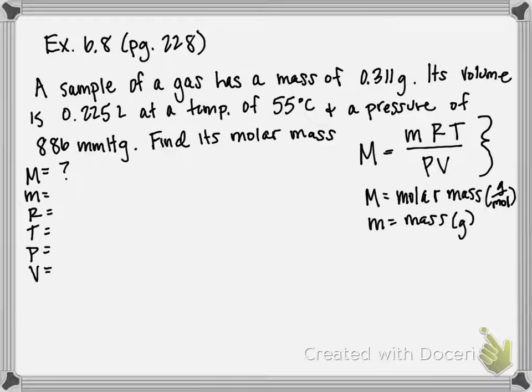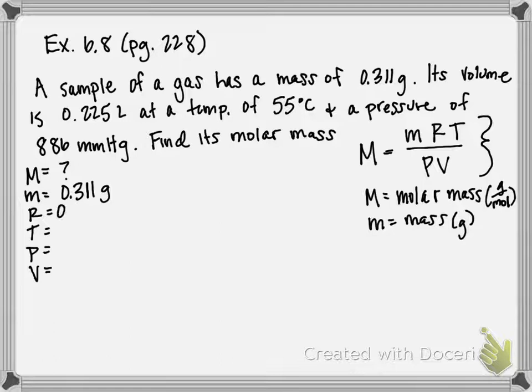So the problem here states that a sample of gas has a mass of 0.311 grams. Its volume is 0.225 liters at a temperature of 55 degrees Celsius and a pressure of 886 millimeters of mercury. So they want us to find the molar mass, our big M. So we're given mass, which is little m, and that is 0.311 grams.